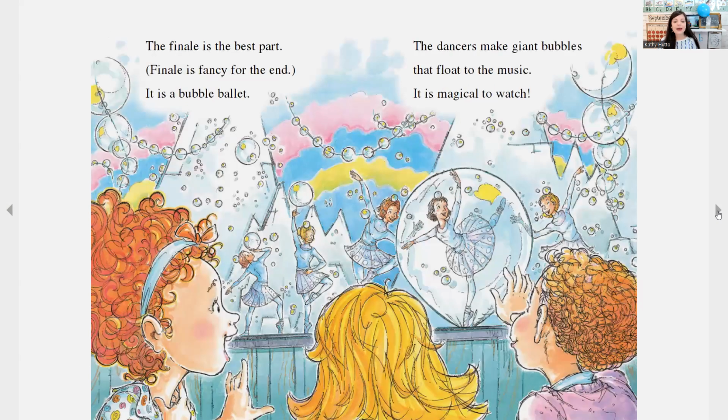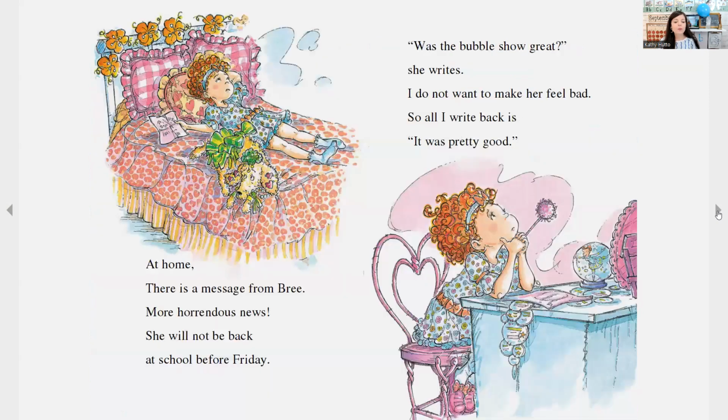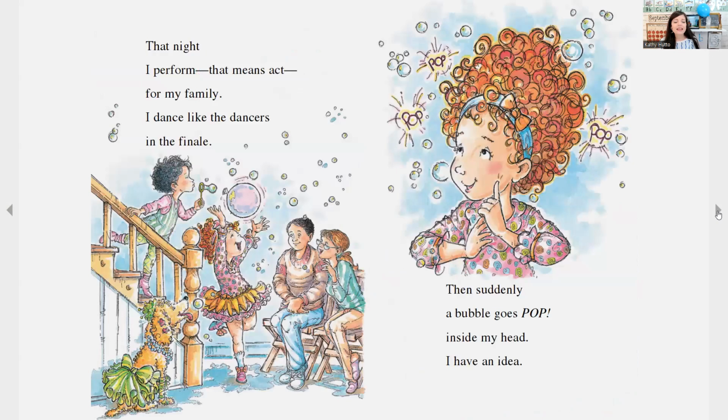The finale is the best part. Finale is a fancy way to say the end. It is a bubble ballet. The dancers make giant bubbles that float to the music. It is magical to watch. At home, there is a message from Bree. More horrendous news. She will not be back at school before Friday. Was the bubble show great? She writes. I do not want to make her feel bad, so all I write back is, it was pretty good. That night, I perform, that means act, for my family.